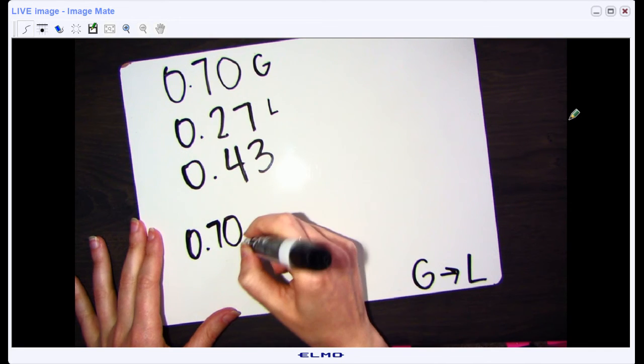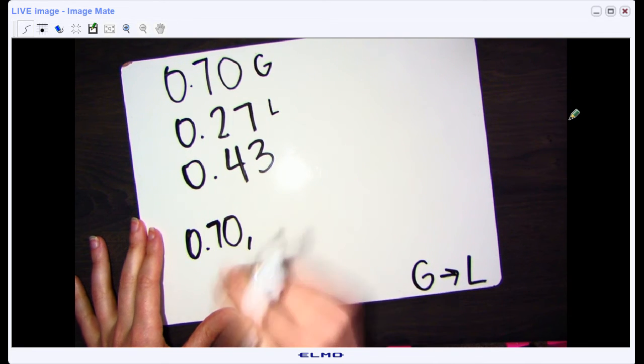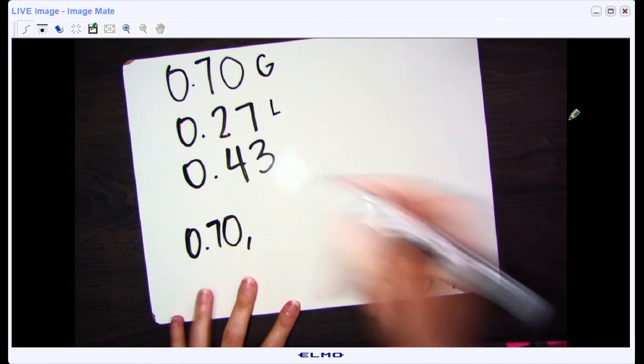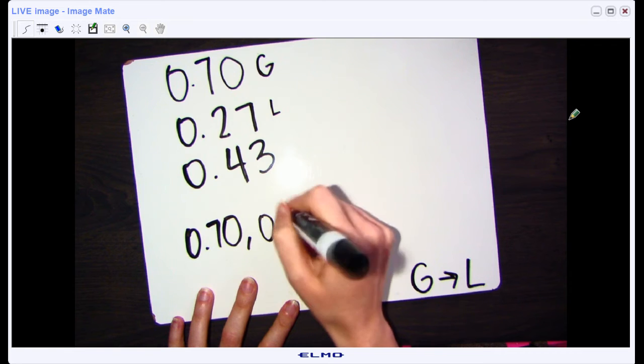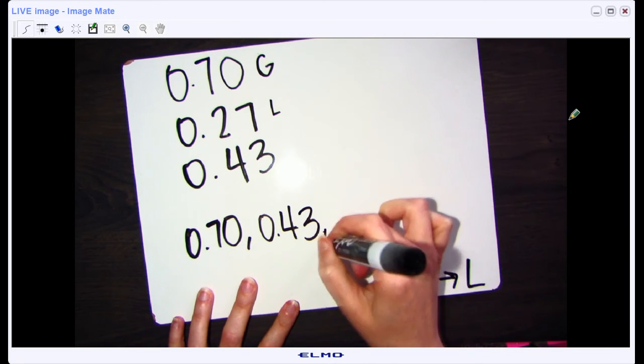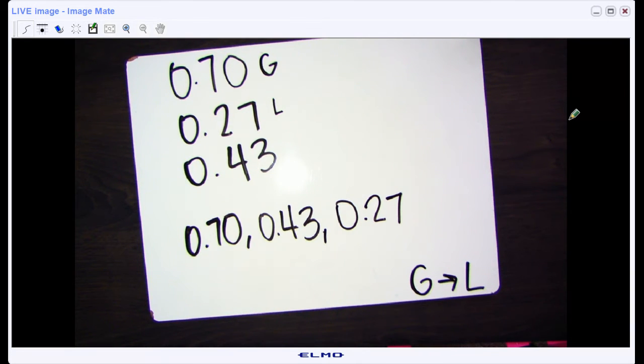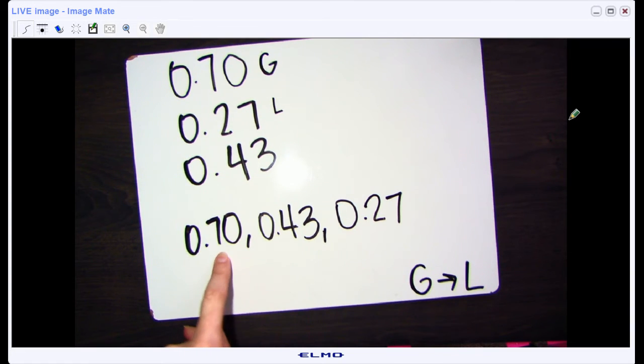70 hundredths, comma, you gotta have that comma to separate them. Otherwise, when you put them all together, it looks like one huge long number. 43 hundredths, comma, and 27 hundredths. This is the greatest number, and this is the least number that's on this problem.